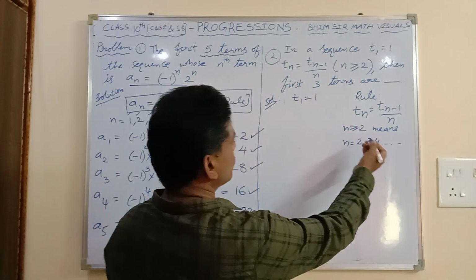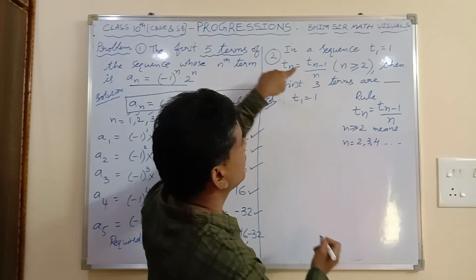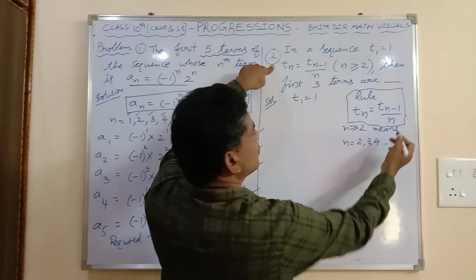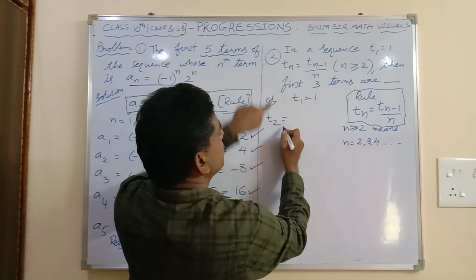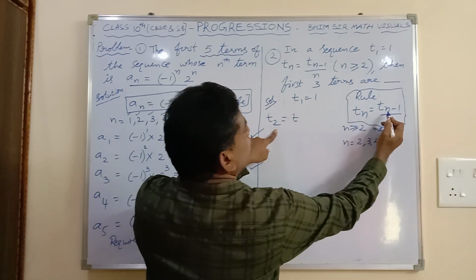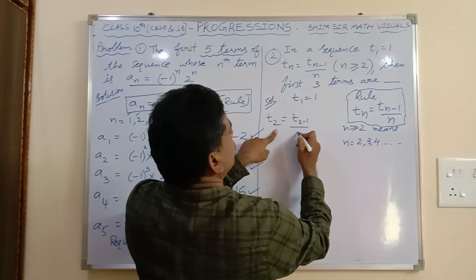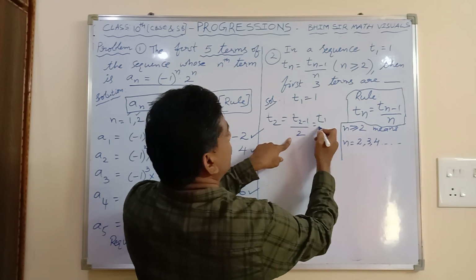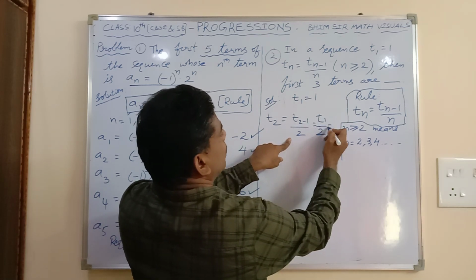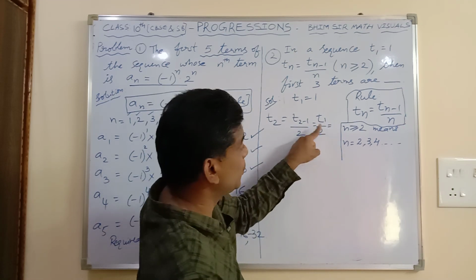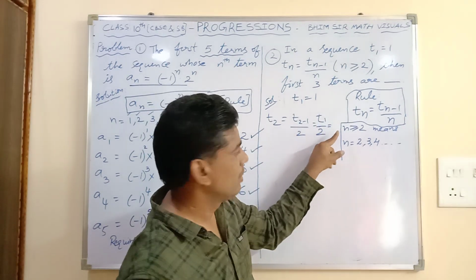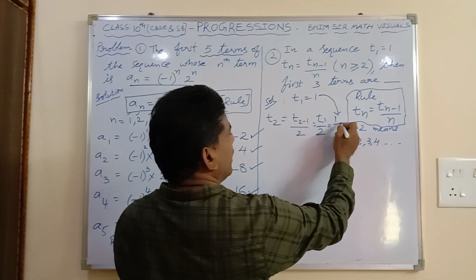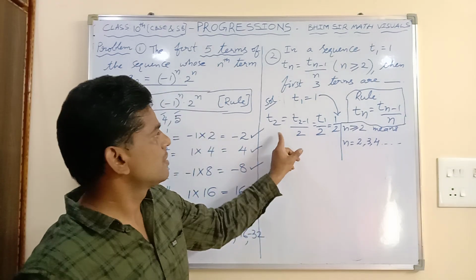Now substitute n = 2 in the given rule. If you substitute n = 2, you will get T2 = T(2-1)/2. This is equal to T1 by 2. So 2 minus 1 is 1, T1. T2 depends upon T1, where T1 is 1, we know that. So write here 1 by 2. This is the second term.